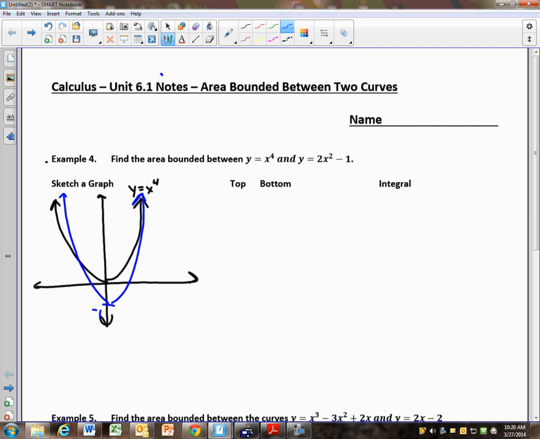So what does look like the top function in this scenario? X to the fourth, and the bottom function? 2x squared minus 1. So we know how to subtract and set up the integral, but first we need to find the bounds. In order to find the bounds, we have to find their point of intersection. How do I find their points of intersection? They're both equal to y, so I set them equal to each other. Is x to the fourth equal to 2x squared minus 1? Let's see. What do I do to both sides?